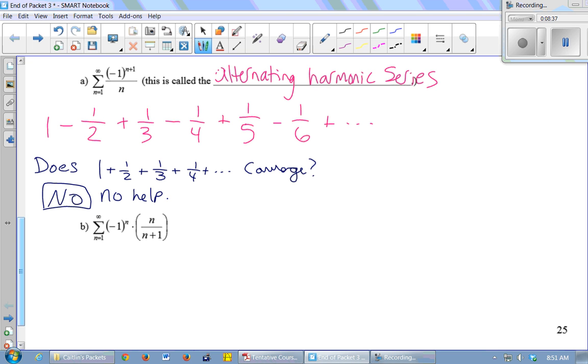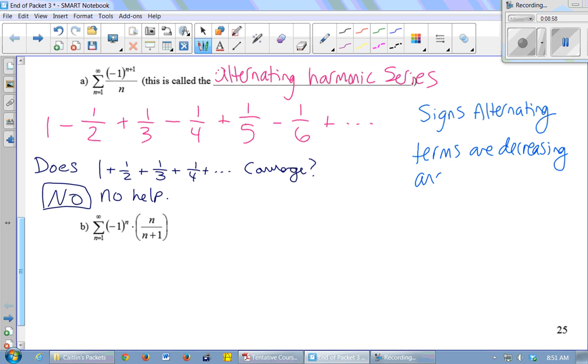But this is an alternating series. The signs are alternating, and the terms are getting smaller and approaching 0. So that shows convergence. If you show all of those things, signs are alternating and the terms are getting smaller and going to 0, then you have convergence.